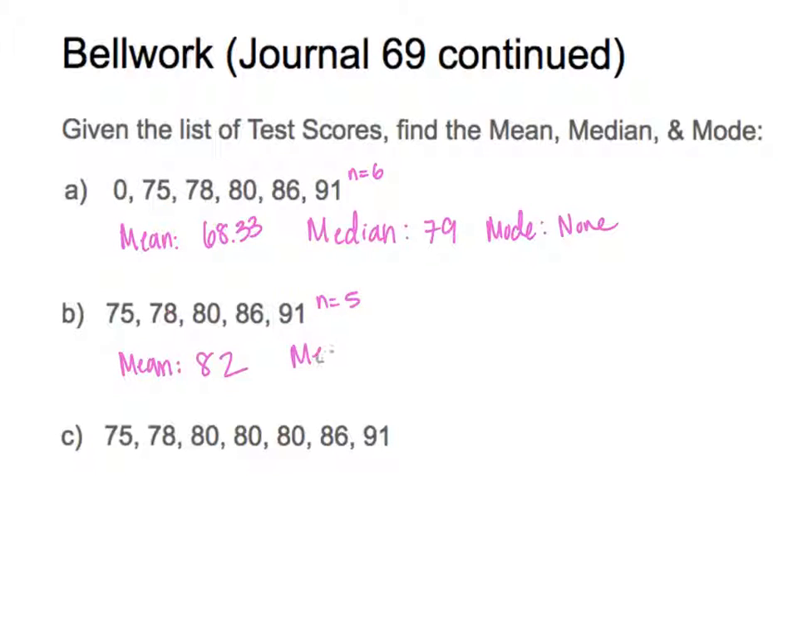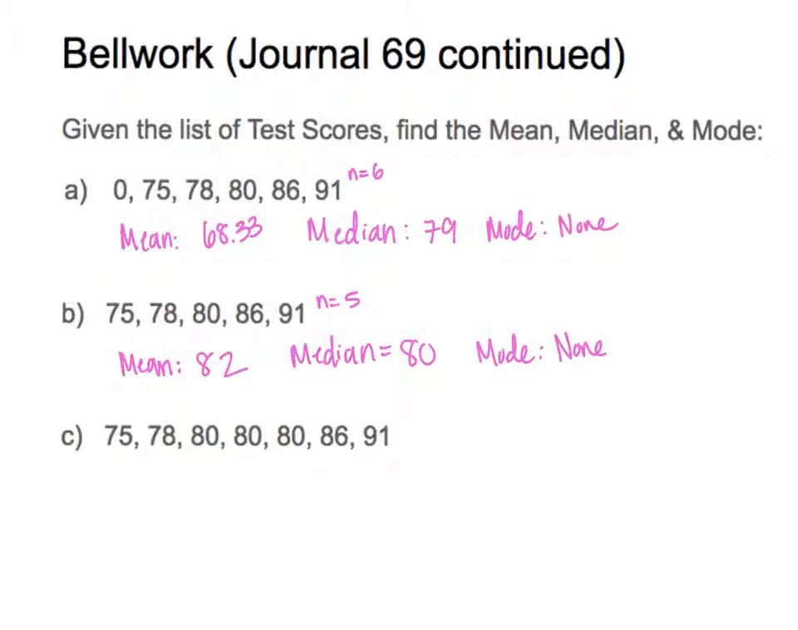The median here is our middle number, and our middle number here looks like it is 80. So I'm going to grab that 80 here. And mode, this list is pretty much the same as before. There's no repeats here, so no mode.